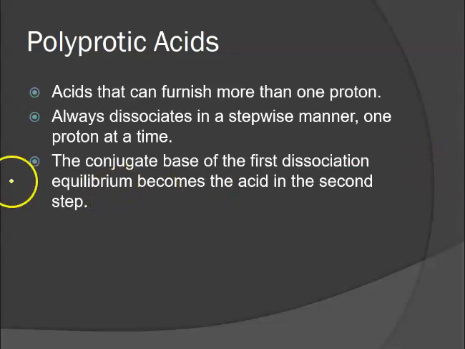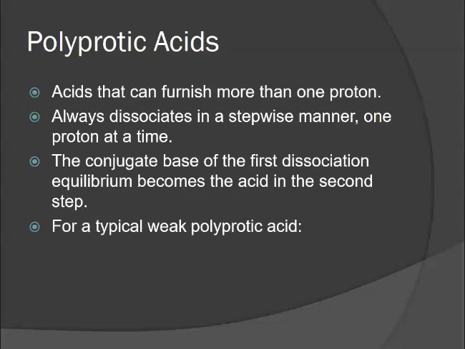Anyway, the conjugate base of the first dissociation equilibrium becomes the acid in the second dissociation. So if I have H2SO4 and put that in water, it's going to donate a proton. It's going to make hydronium and then HSO4 minus. But my second step, I'm going to start off with HSO4 minus plus water, and that's going to make hydronium and then SO4 2 minus. So the conjugate base of the first dissociation becomes the acid in our second step. And I can write those out in class if you need to see that one.